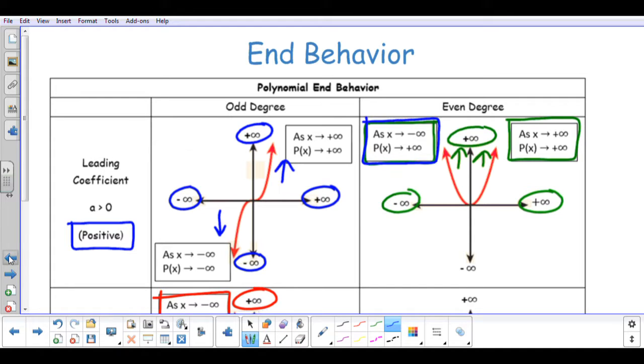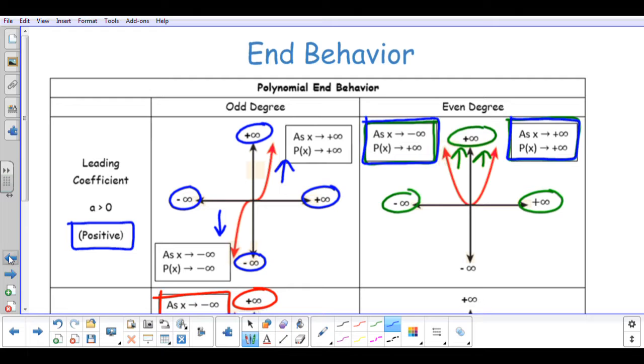So that would be as my x's are going to be negative, our function itself is going to be growing in the positive direction. Same thing happens as our x's go positive, the function itself is still going to be growing positive as well.